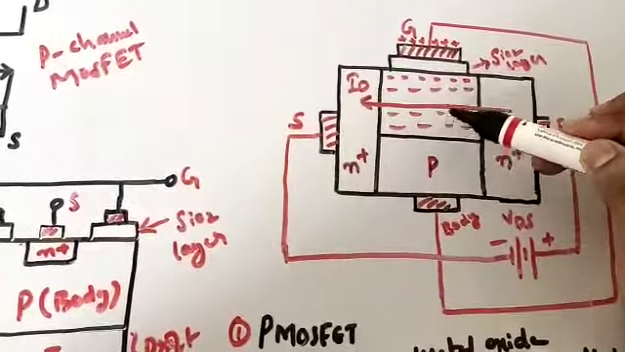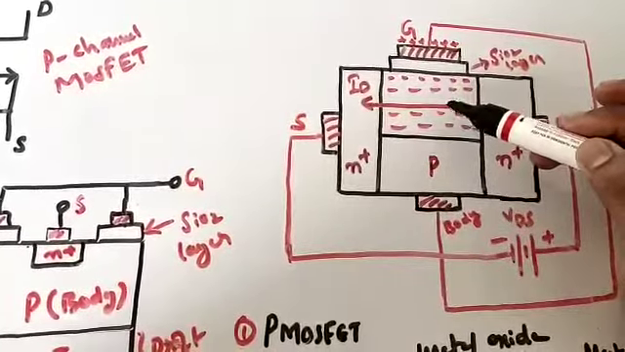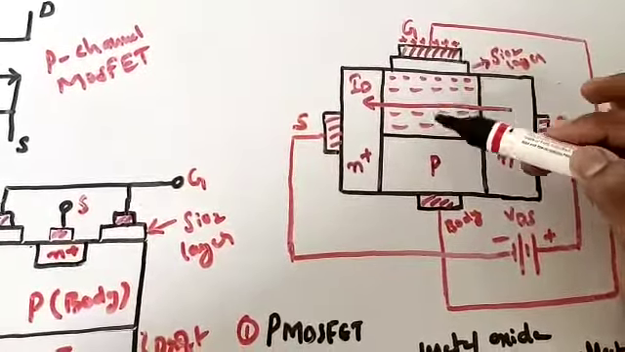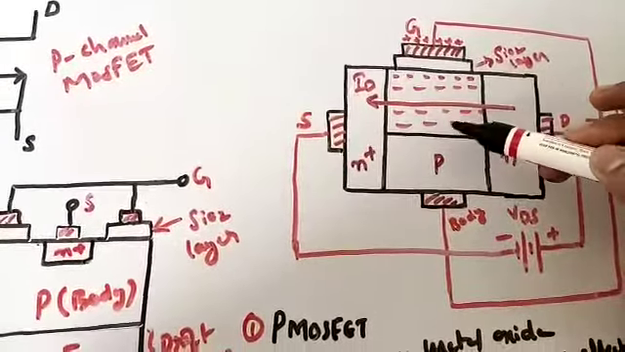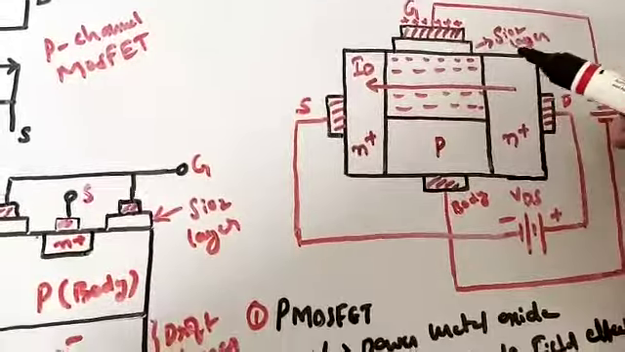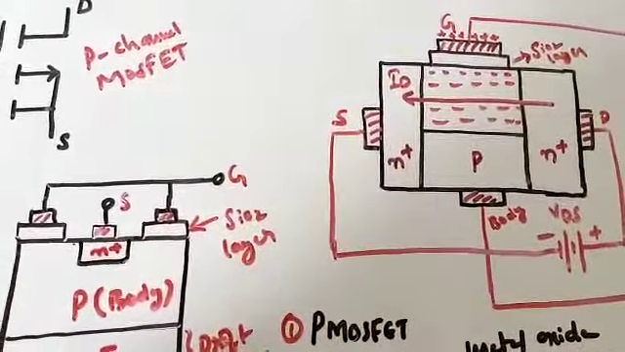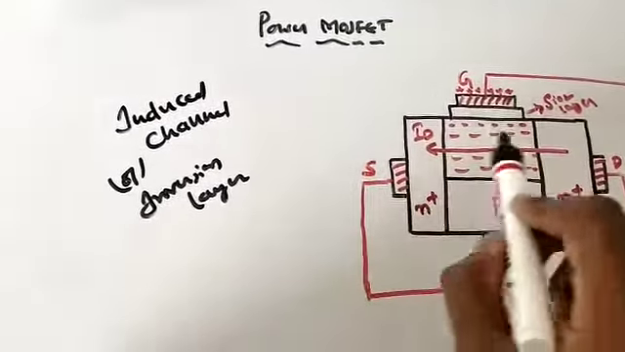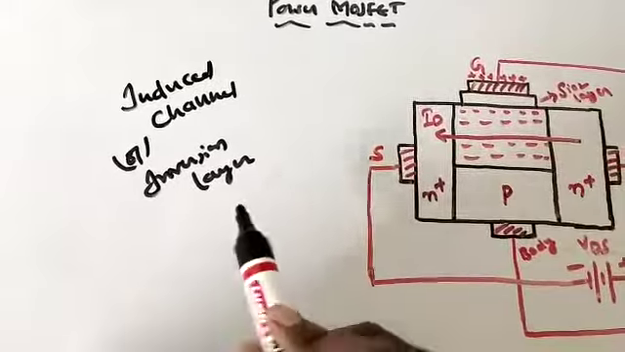More negative charges will be created, and after the creation of more negative charges, it creates a channel, and this channel is known as what? Induced channel or inversion layer. I'm writing here this channel. This channel is known as what? Induced channel or inversion layer.